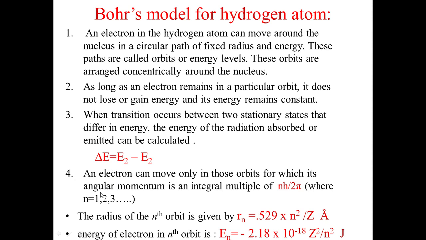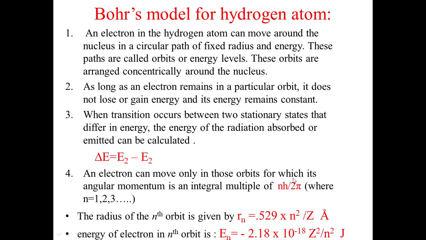Okay. Next, the fourth postulate: the electrons can move only in those orbits for which the angular momentum is an integral multiple of nh upon 2 pi. This is a second important point to note here, that Bohr says the electron will always move only in those shells which have angular momentum that is an integral multiple of nh upon 2 pi. Only that is a very basic condition.